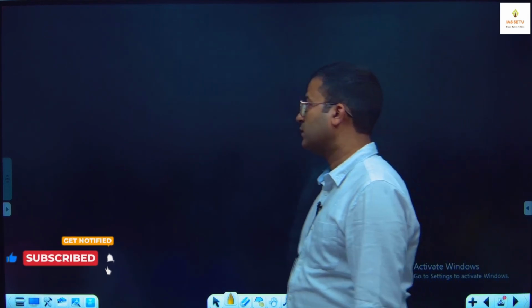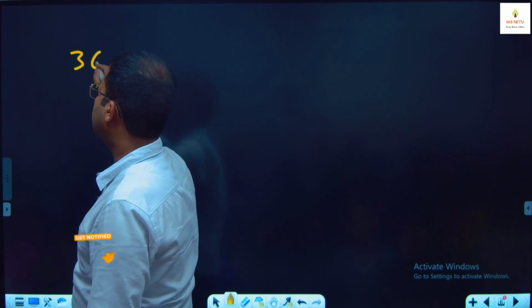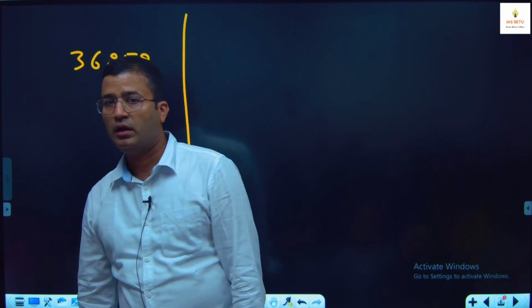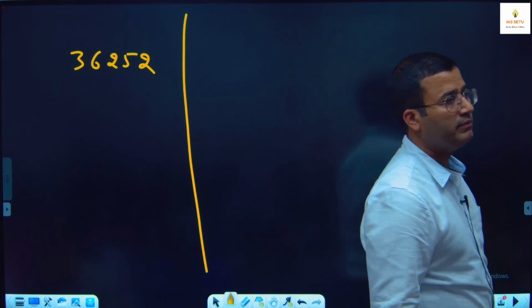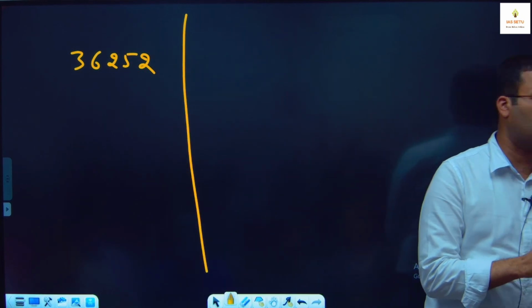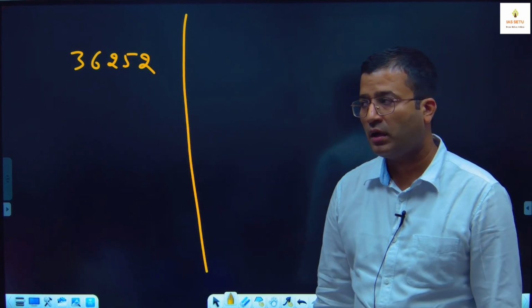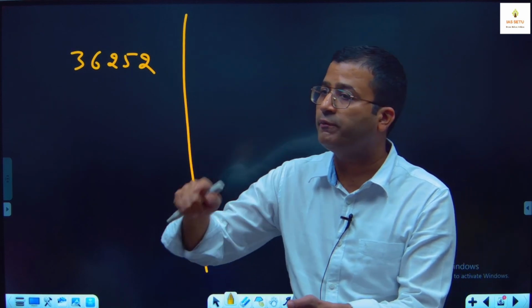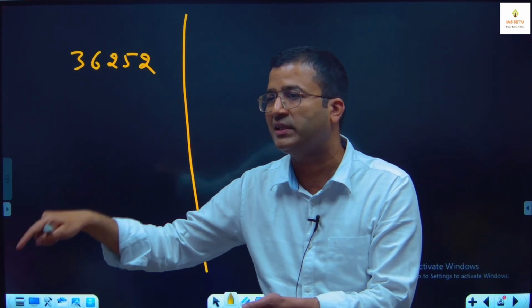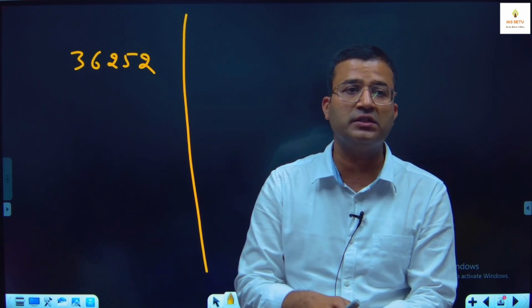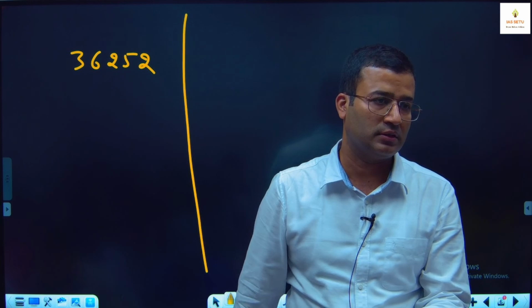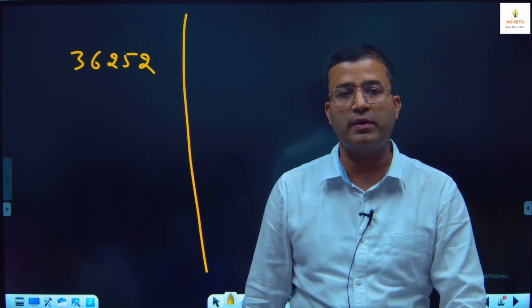Now you check 36,252. You check if this number is divisible by 6, yes or no. See, if you want to be fast in divisibility of bigger numbers like 72, 90, 99, you have to be fast in divisibility of 2, 3, 4, 5, 8, 11, 9. इनमें आपको क्विक होना पड़ेगा.